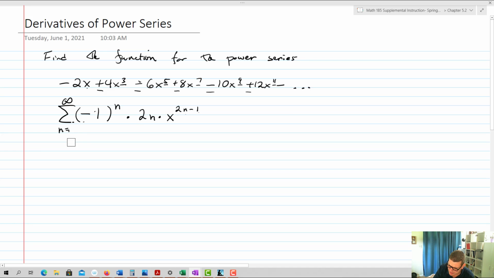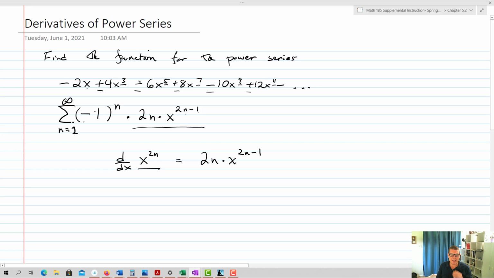Now what I want to notice here is that the derivative, d dx, of x to the 2n is in fact equal to 2n times x to the 2n minus 1. If we take the derivative, that's exactly what we're going to get. And that's good news, because it means that this thing right here is the derivative of x to the 2n. That's really, really super handy.